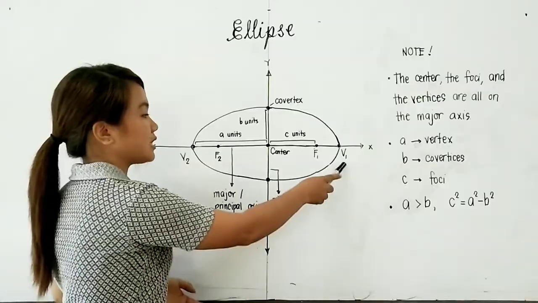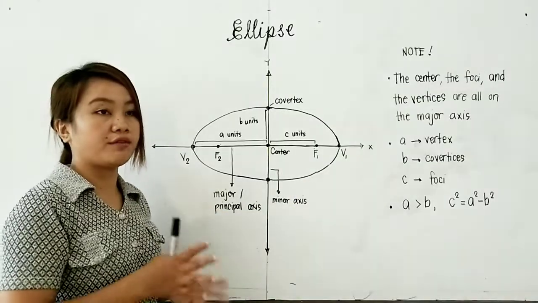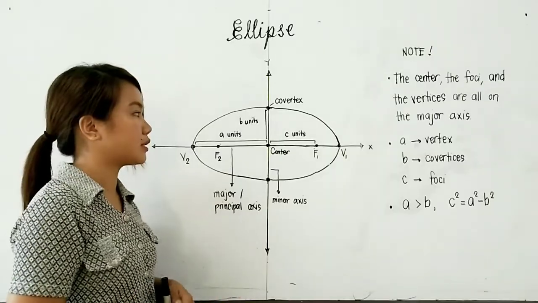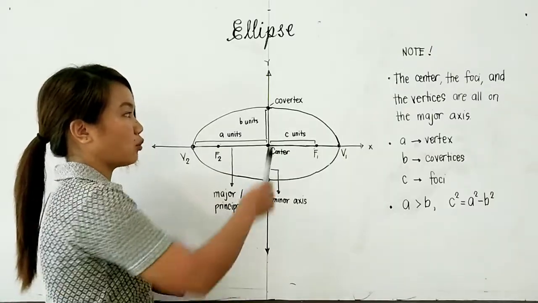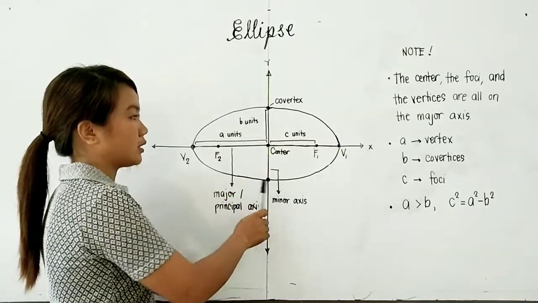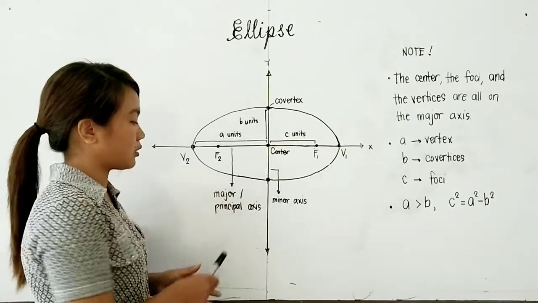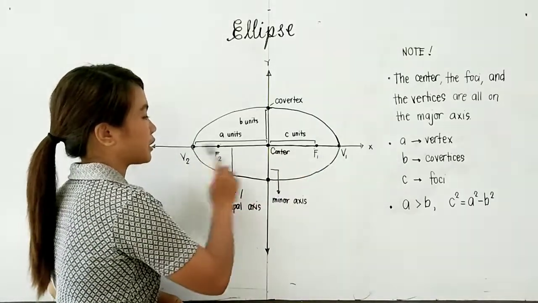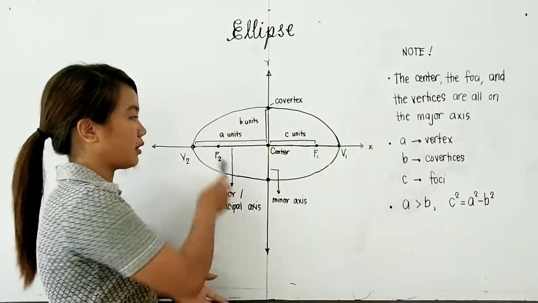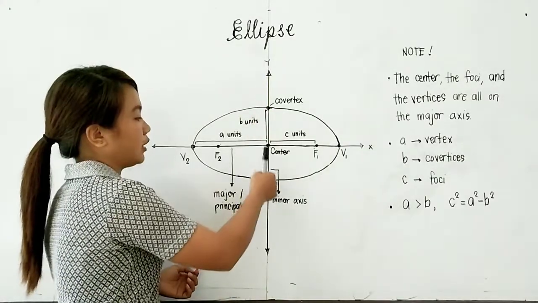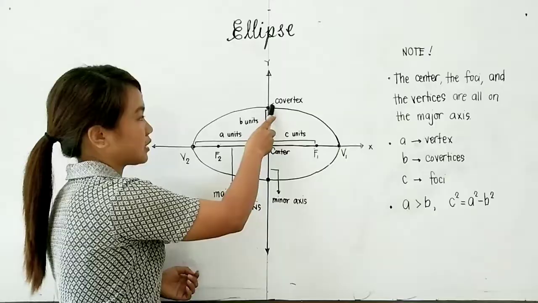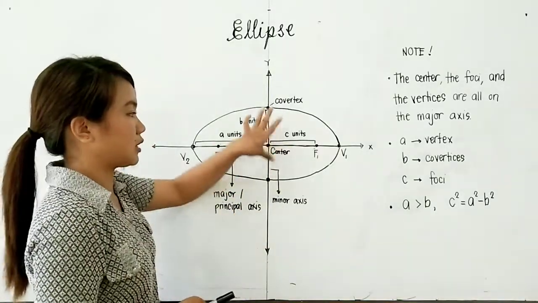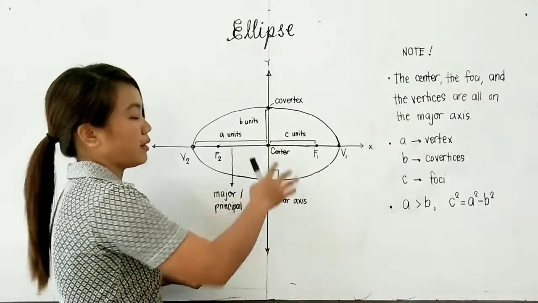Next, we have V sub 1 and V sub 2. V means vertex. So we also have two vertices for an ellipse. Next, we also have our co-vertex here, another one is here. And our major axis, our principal axis, from vertex 1 to vertex 2, this is our major axis or the principal axis. This is the longer one. Now the shorter one, from our co-vertex 1 and co-vertex 2, we have our minor axis. So this is a shorter line compared to the major axis.